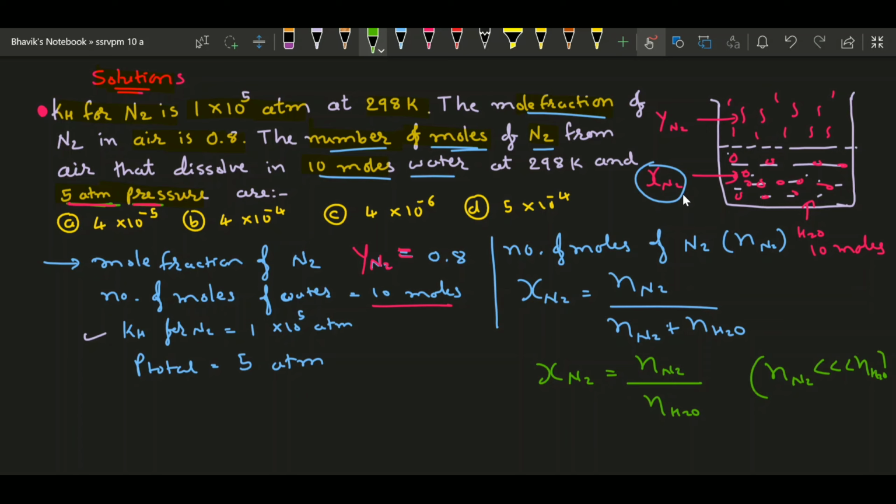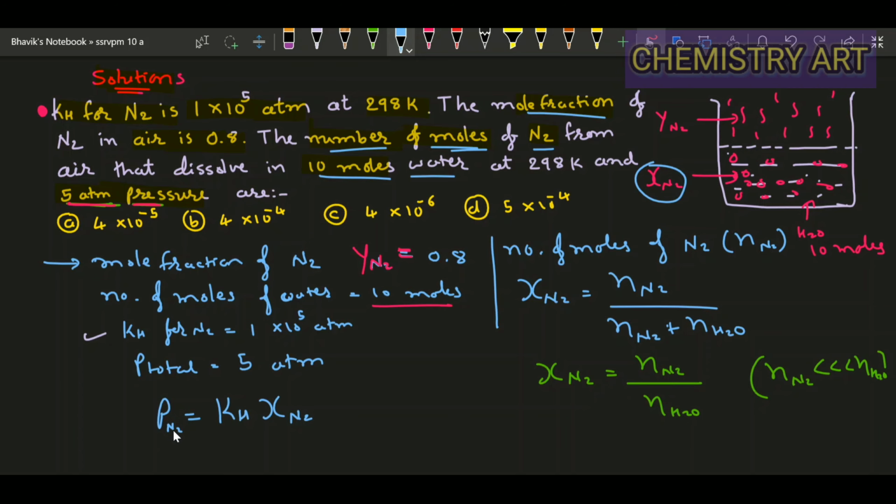So how will you find XN2? According to Henry's law, if you know what Henry's law is, we have the formula P is equal to KH into X. Here we are talking about the solute, and it is nitrogen, so I can write here XN2. What is P? P is the partial pressure, and we need to find it out because the value of partial pressure is not given here.